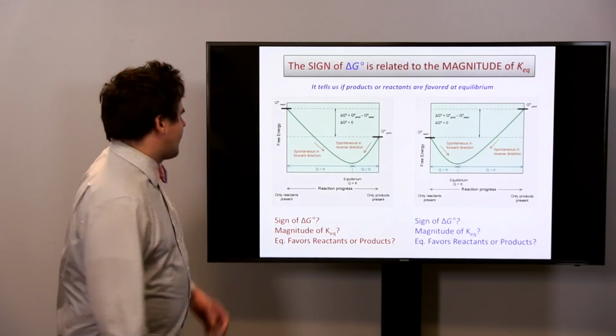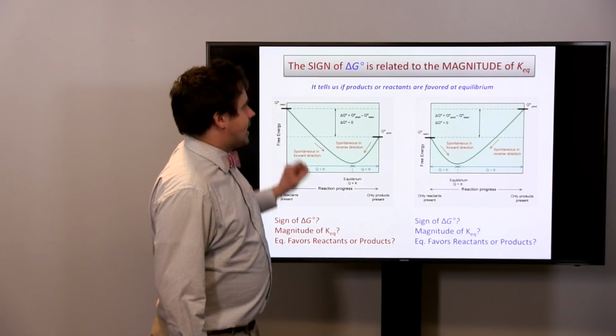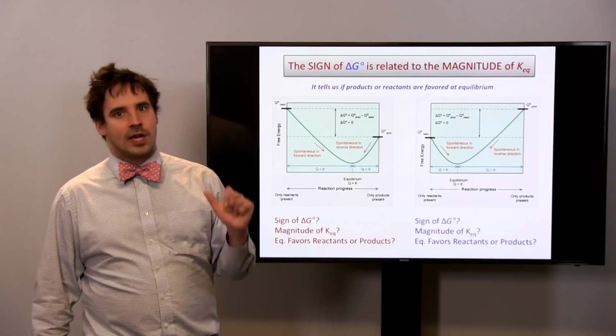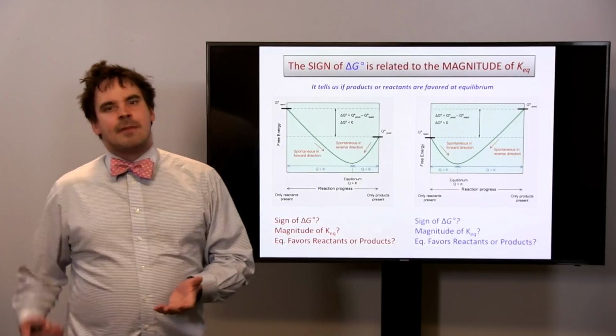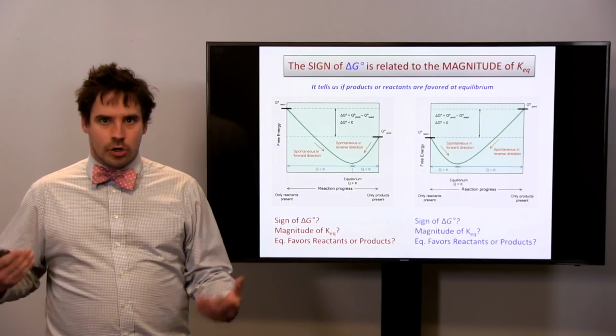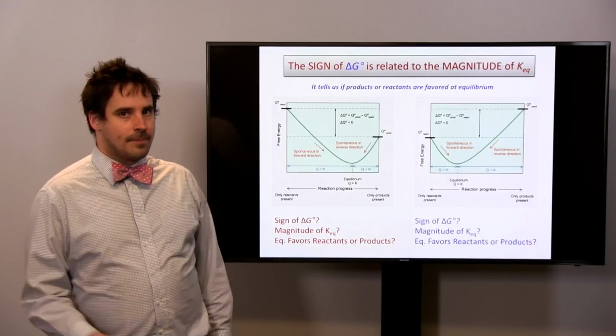So finally, I want to talk about these diagrams here. Note the sign of delta G standard is actually related to the magnitude of KEQ, as we saw in that equation. Mathematically, the more negative your standard free energy change is, the greater your equilibrium constant is going to be, because it means the products are all the more favored.